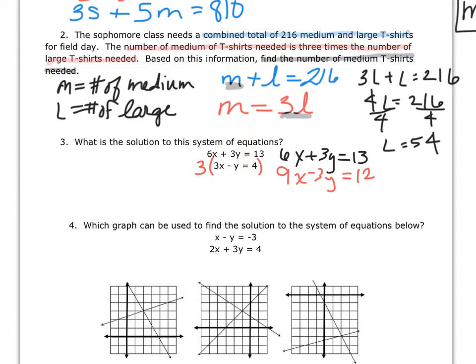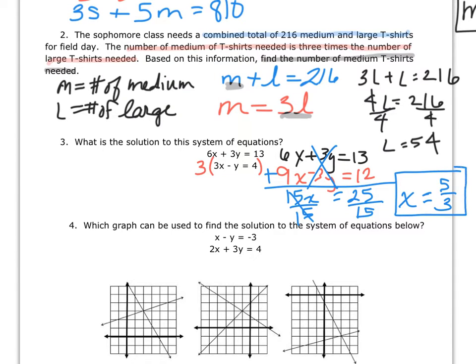So I'm going to add these two equations together. So I get 15x. My y's are eliminated. Equals, what's 13 plus 12? 25. So then if I divide both sides by 15, I get x is equal to, what is that, 5/3? Yes. All right, so then we got to solve for y. So then I'm going to use, which equation should I plug 5/3 into, the first or the second?